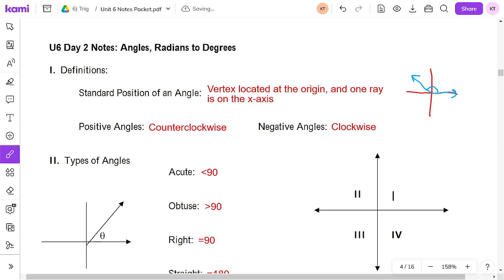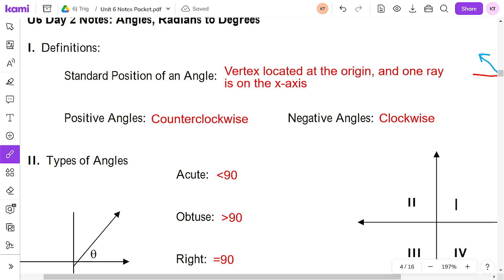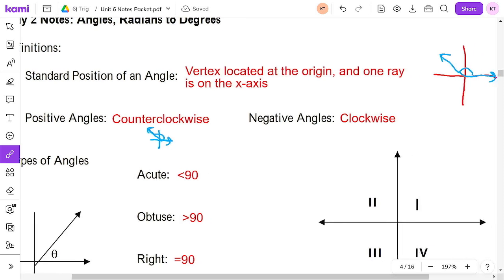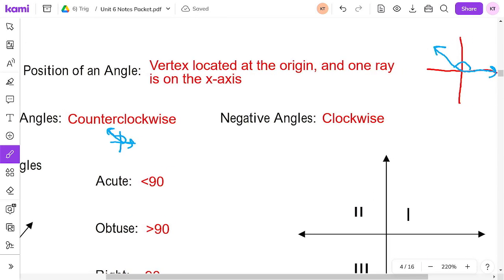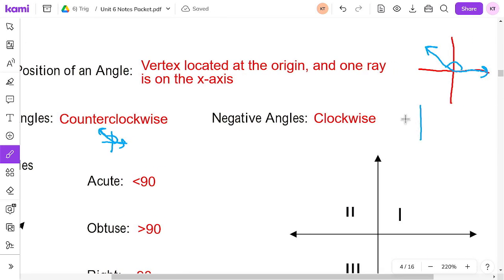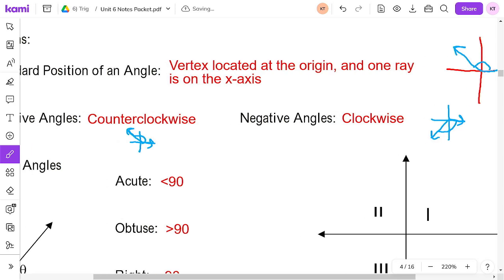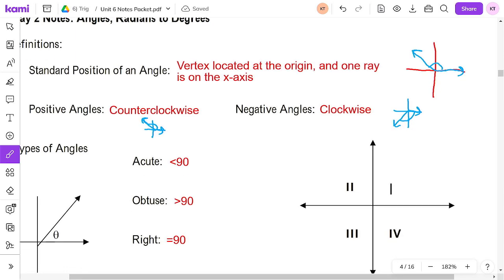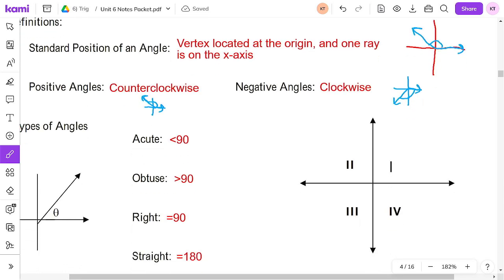Like I was just saying about counterclockwise and clockwise, when we have a positive angle, we will be going in the counterclockwise direction. So for example, like this. And then if we have a negative angle, we're going in the clockwise direction. So like this. Again, we'll start on the x-axis. So positive and negative angles, that's the difference. That works for both degrees and radians.